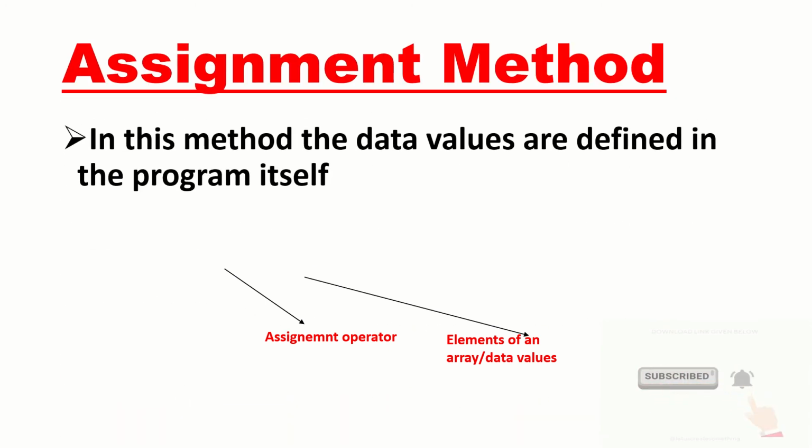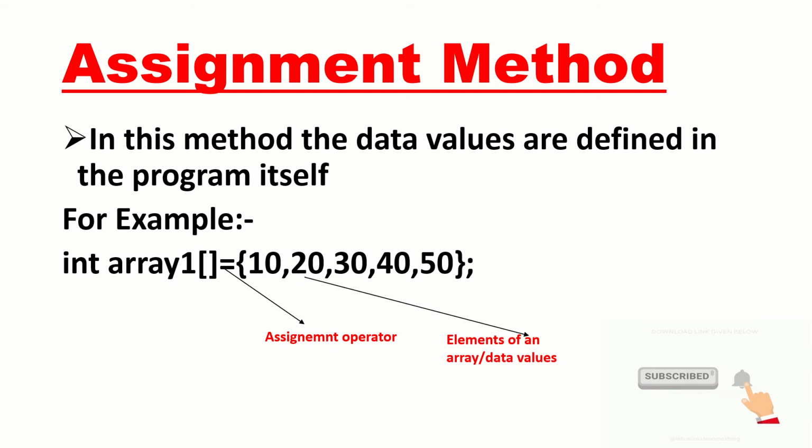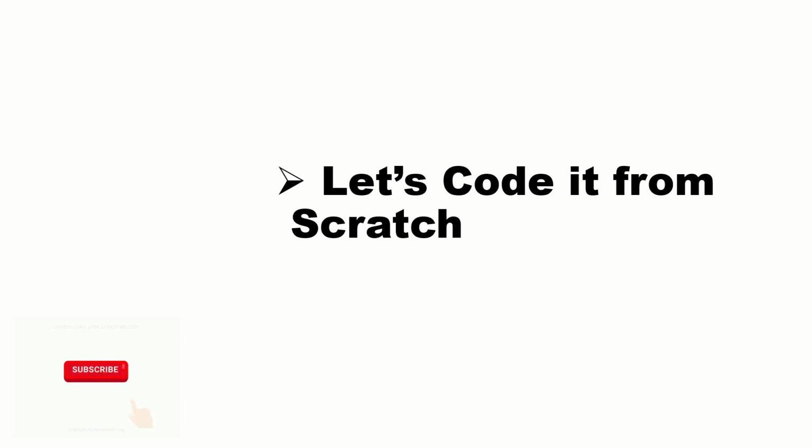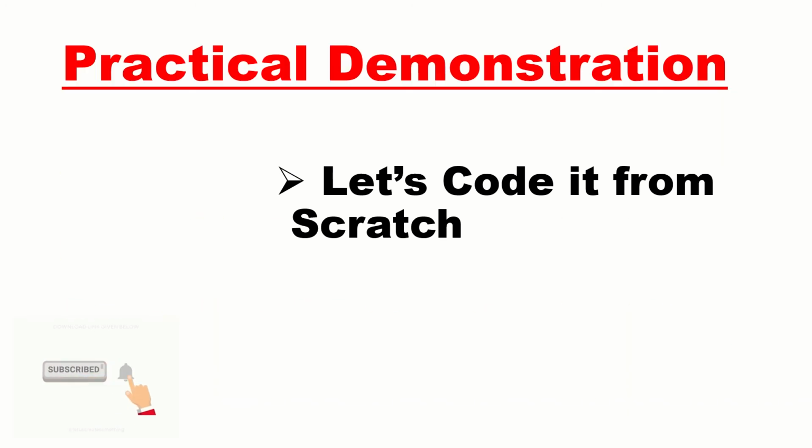Basically, in this method, the data values of the array elements are defined in the program itself, like this. As you can see on the screen, array1 is the array name. The data values 10, 20, 30, 40 are assigned in the program itself. Let's quickly demonstrate it through the BlueJ editor, how it works. It's a very easy and short program. Let's code it from scratch, that means from the beginning. Practical demonstration.